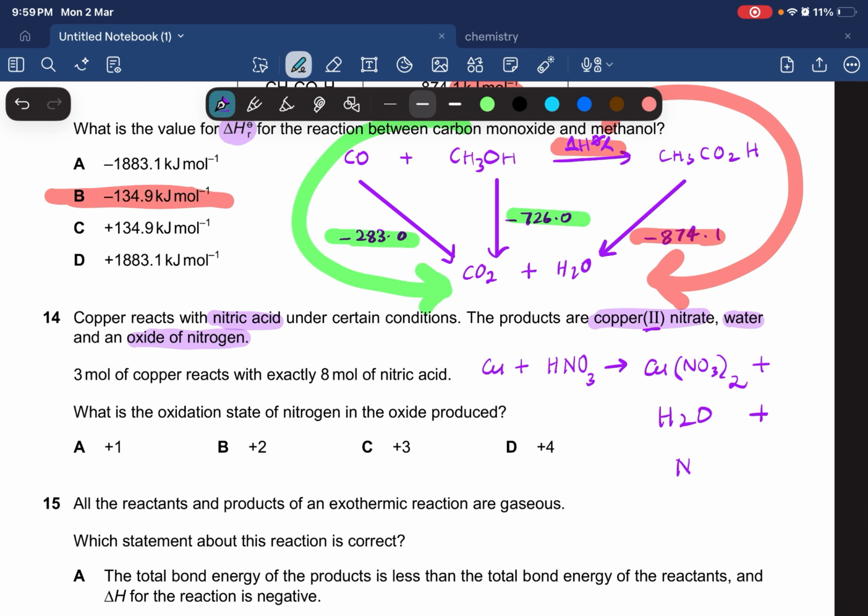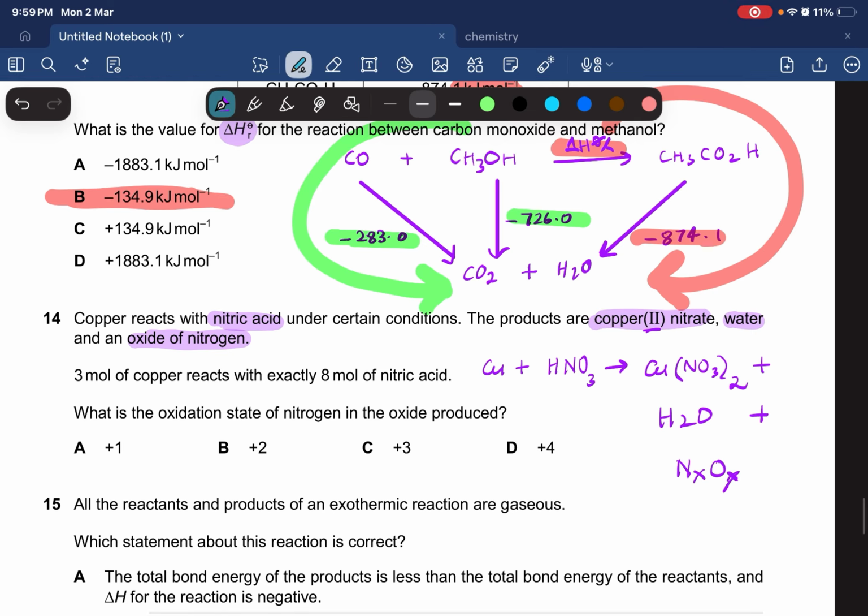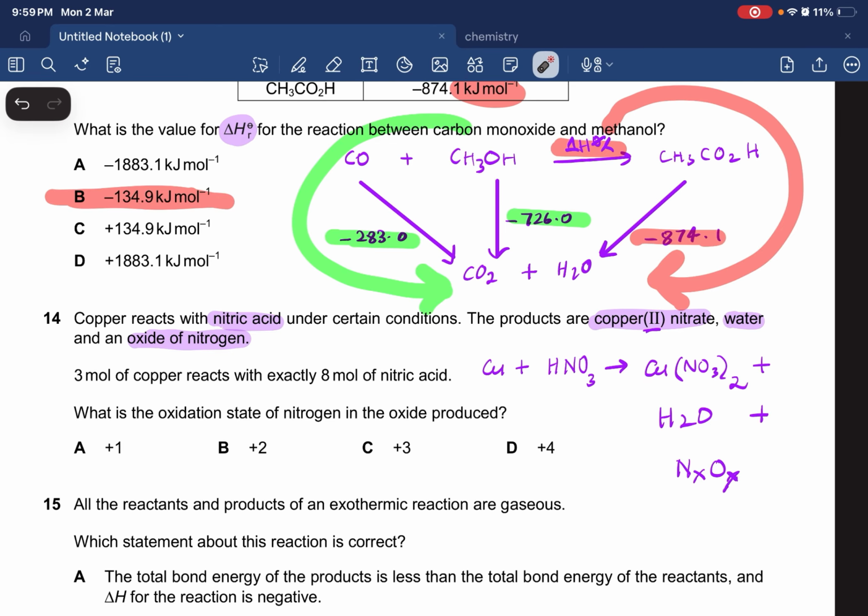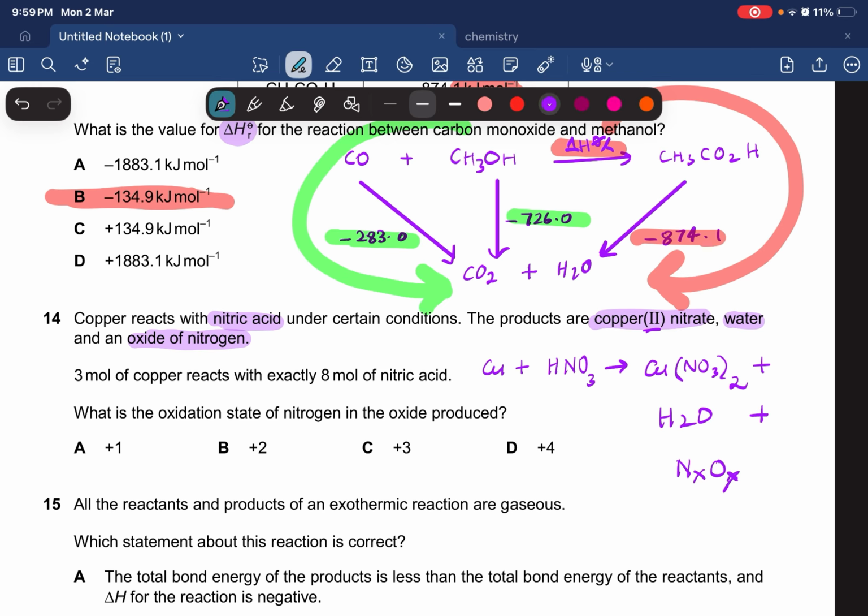So NxOy. I don't know the values of my x and y. 3 moles of copper react with exactly 8 moles of nitric acid. So that's how the equation goes.